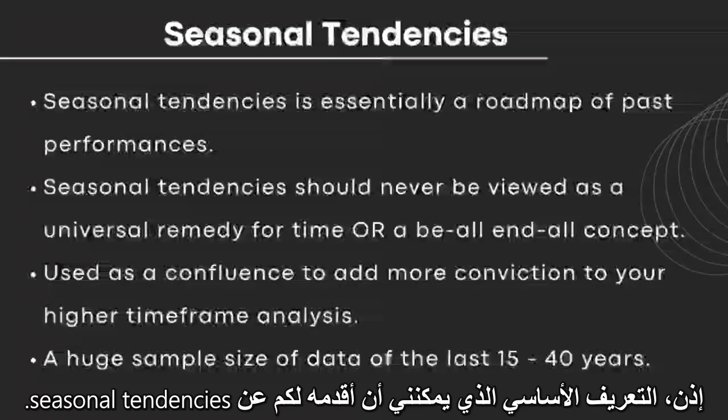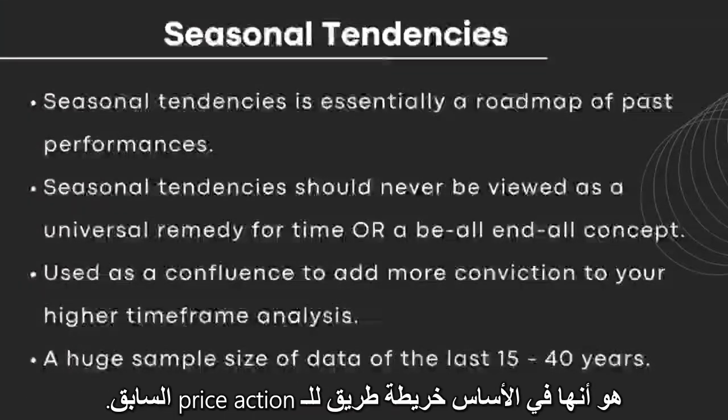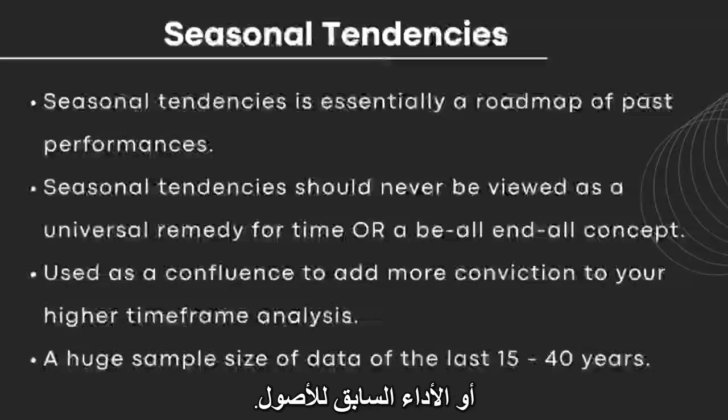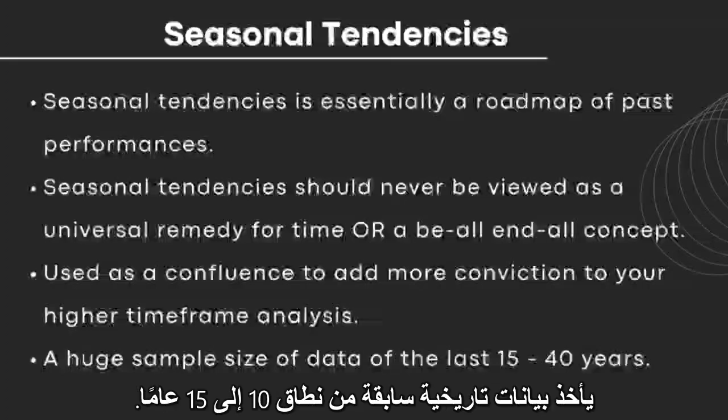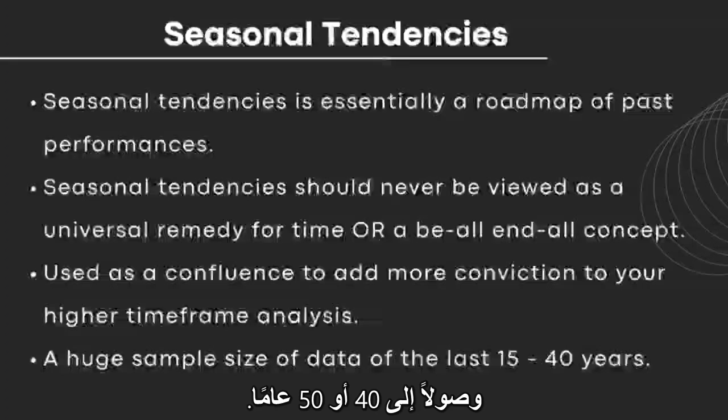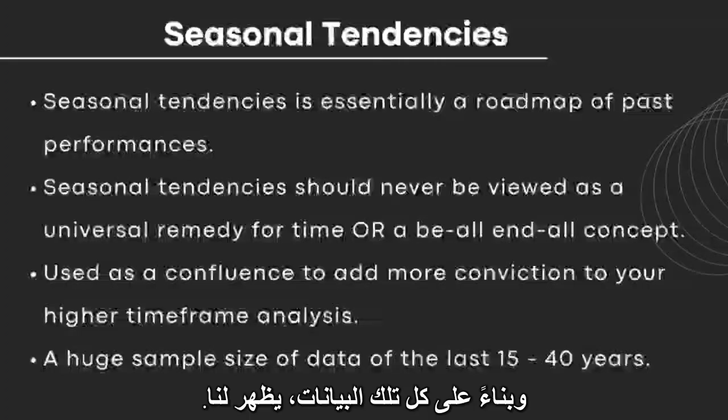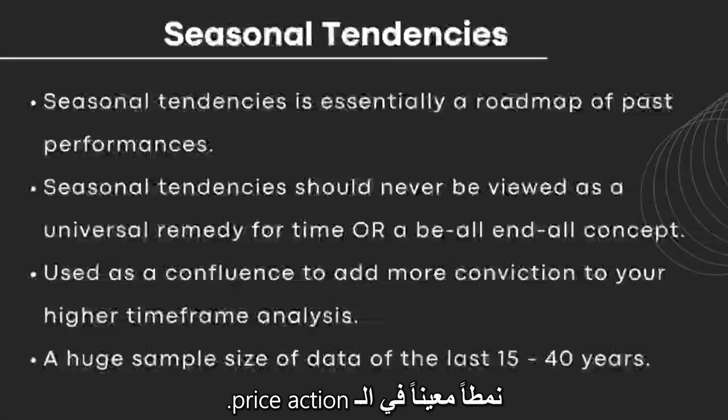So the basic definition I could give you for seasonal tendencies is that it's basically a roadmap of the past price action or past performance of assets and different markets, right? What I mean by that is that this particular concept takes past historical data from the range of 10 to 15 years all the way to 40, 50 years, and based off all of that data it shows us a particular theme in price action for different pairs and markets.